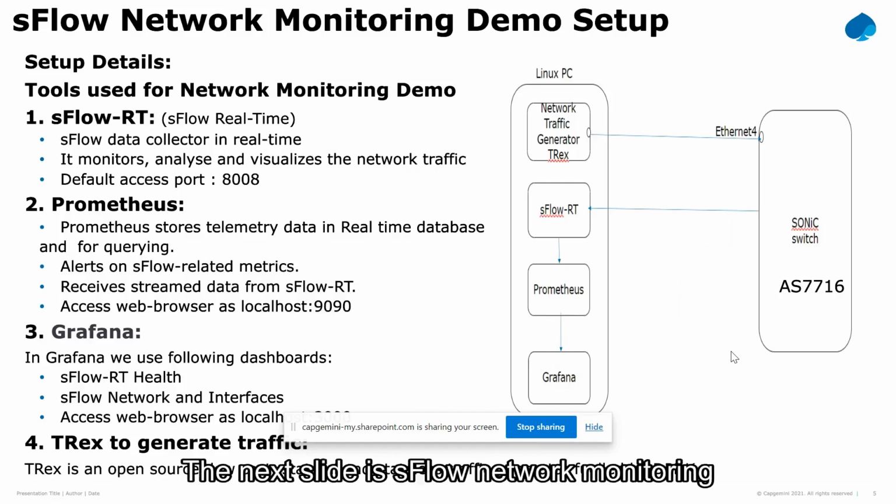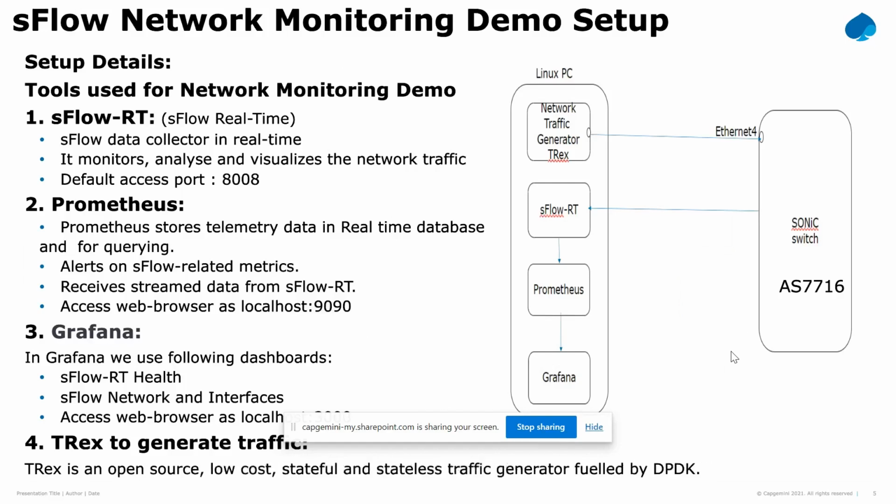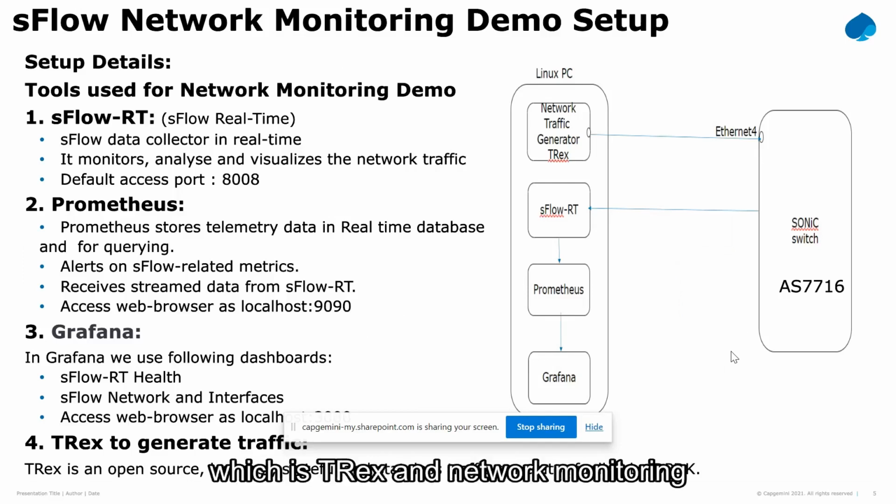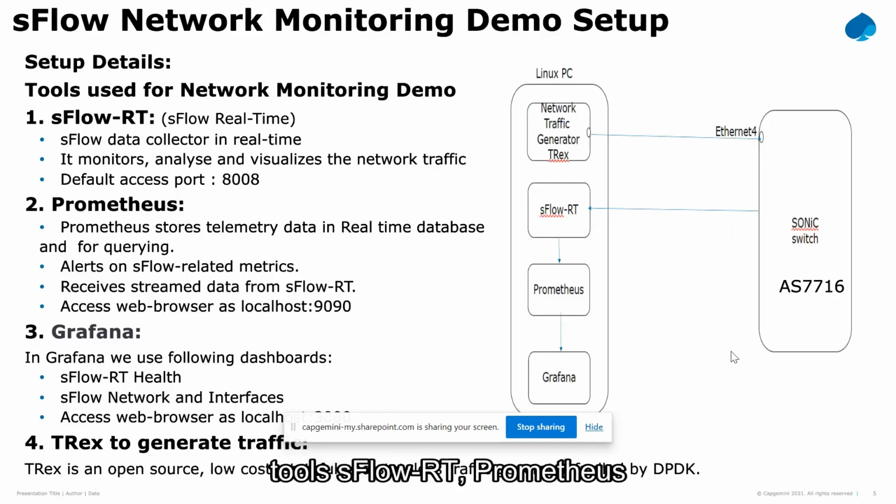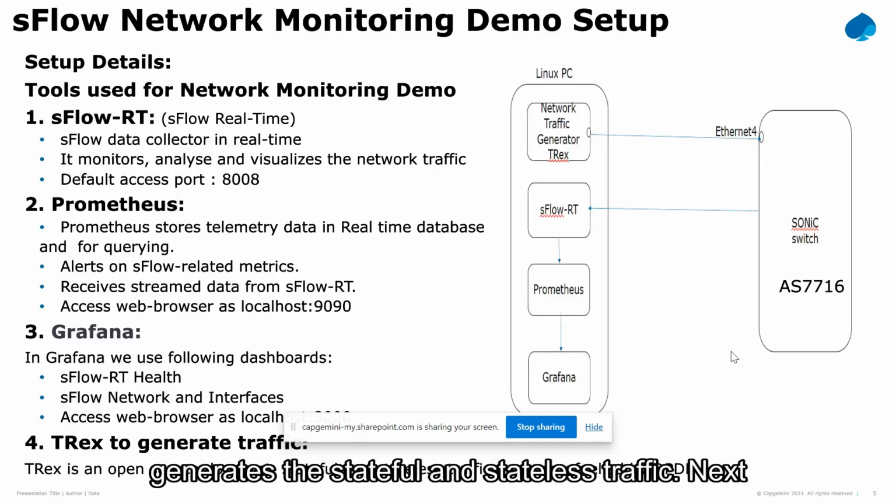The next slide is the sFlow network monitoring demo setup. Here, the setup is made in a way where in a Linux PC we have installed a network traffic generator, which is T-Rex, and network monitoring tools sFlow-RT, Prometheus, and Grafana. Firstly, T-Rex. We are using T-Rex in order to generate the network traffic. It is open source, low cost, and it generates stateful and stateless traffic.